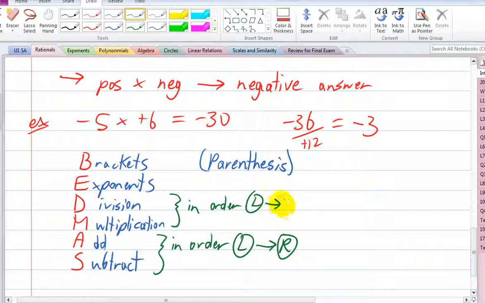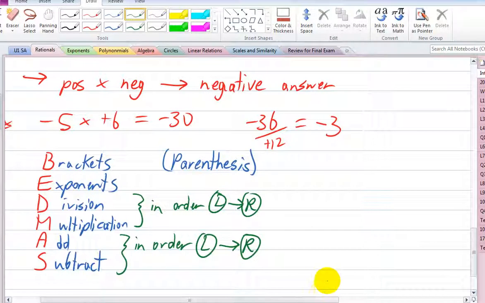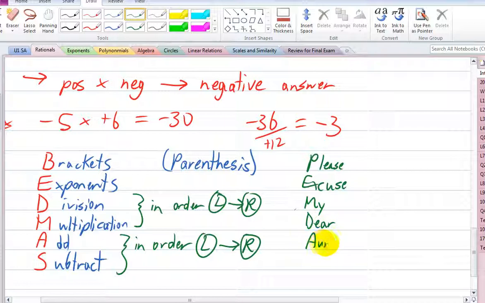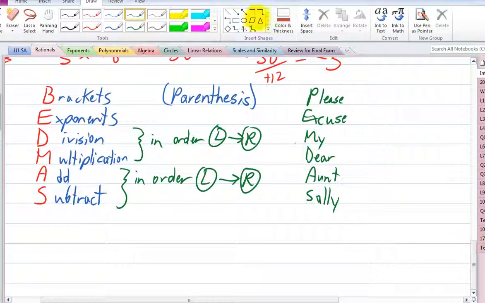There's like fancy balloons and other things you can think of, but I'm just going to give you the basics. The Americans use please, excuse, my dear Aunt Sally. So if you go online, you might see the acronym parentheses, exponents, multiplication, division. Notice how they have them switched up? Still, just like us, order left to right. So it's okay to have them in a different order. Any questions? Let's do a couple examples then.